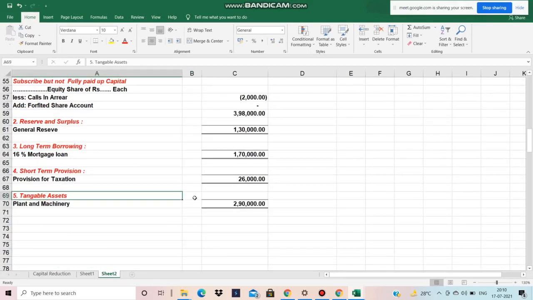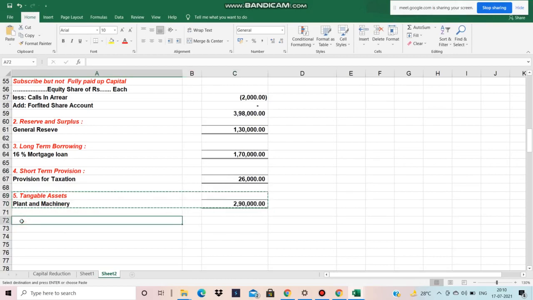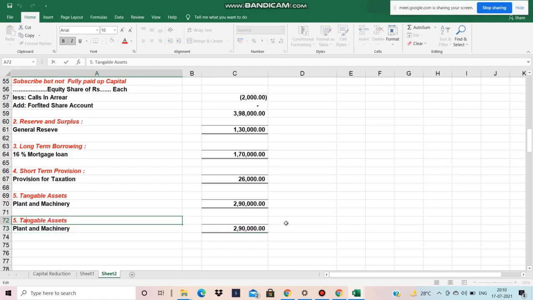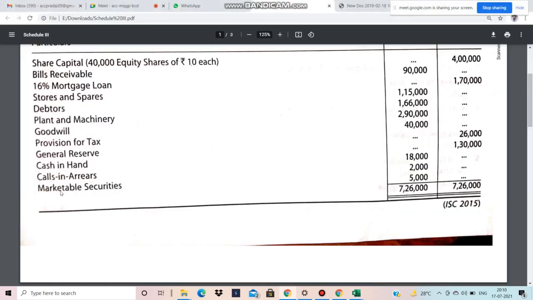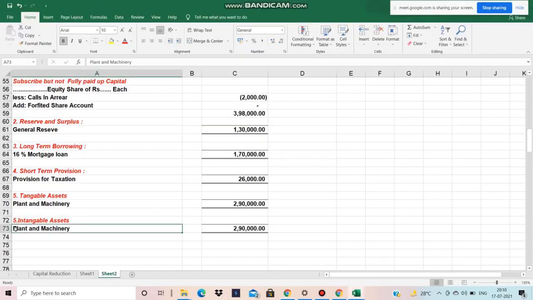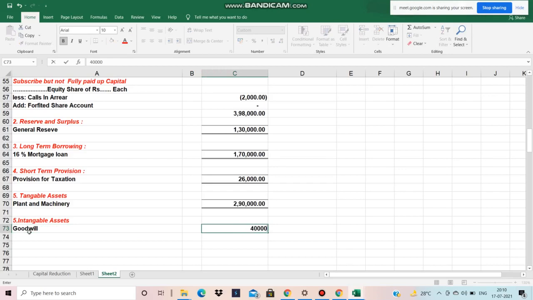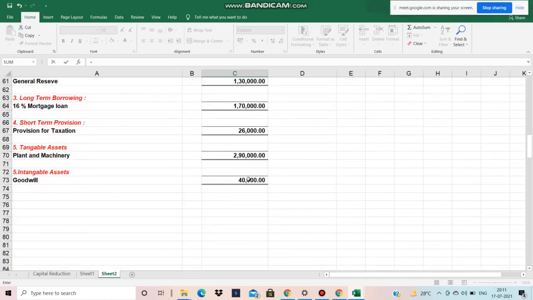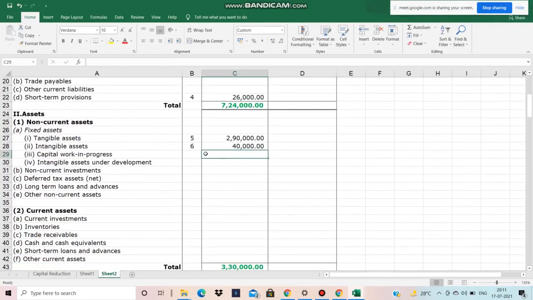Now under the intangible assets, which items come under the intangible assets? Like patent, copyright, goodwill. These are the intangible assets. So under the intangible assets, there is a goodwill of 40,000. So the goodwill of 40,000 will come over here. Now there is no capital work in progress, intangible assets under development.